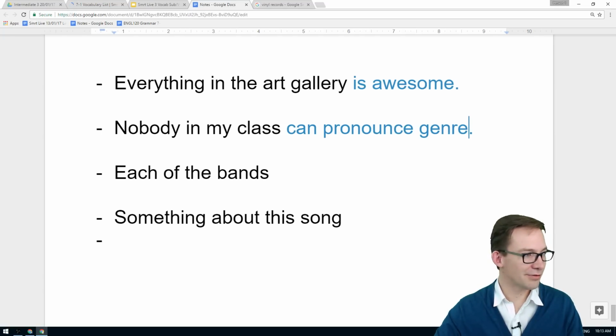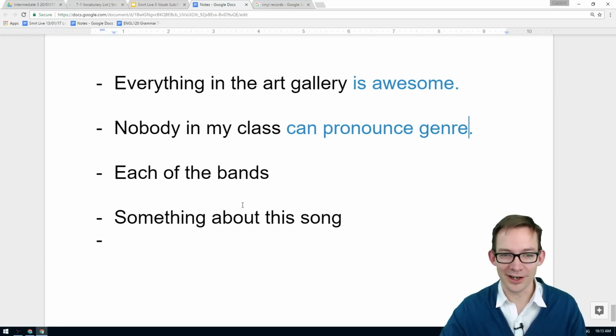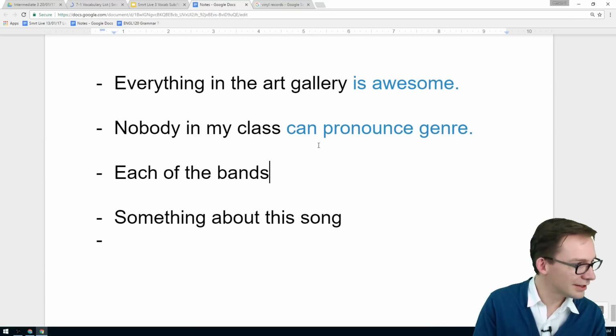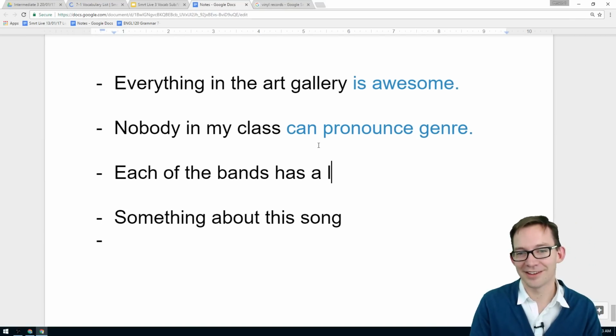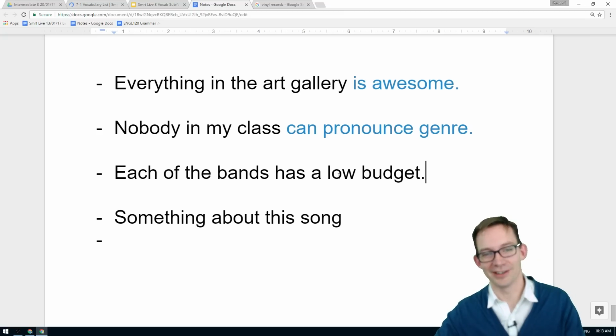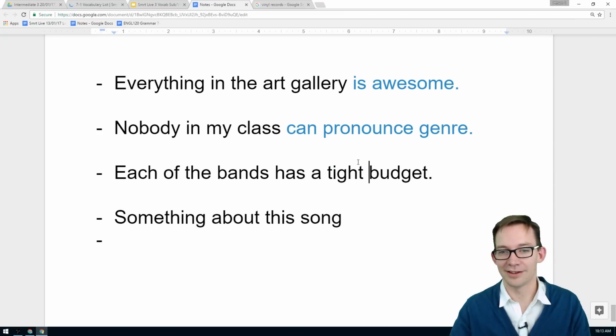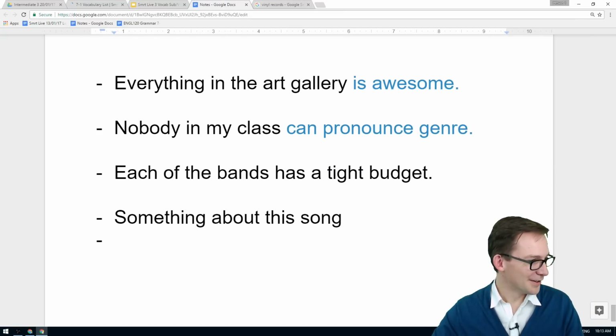Each of the bands. What else do we got here? Okay, no, this is a good one. I'm going to put French Leo, I'm going to put yours on there. Each of the bands, what do you say, has a low budget. Good one. Each of the bands has a tight budget. Good one. Each of the bands, Chari says, has a female singer. Good one. What else do we have?